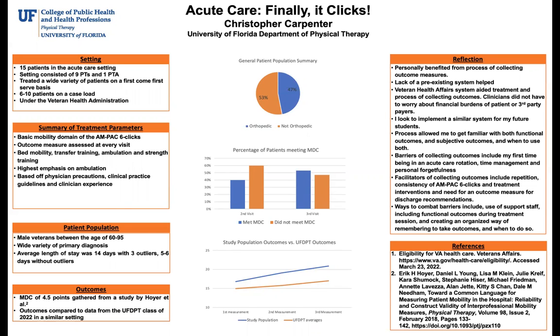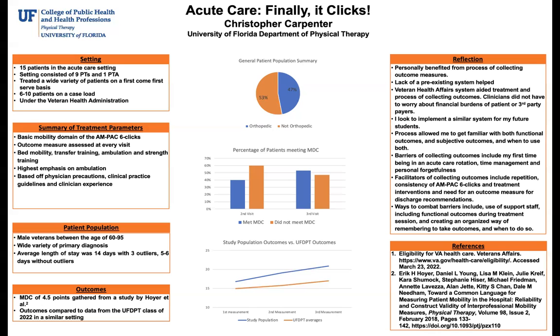A typical treatment session consisted of the patient getting out of bed or out of their chair and then performing ambulation. Based on the patient's fatigue level, some sort of functional strengthening was performed after walking, such as sit to stands or knee extensions.